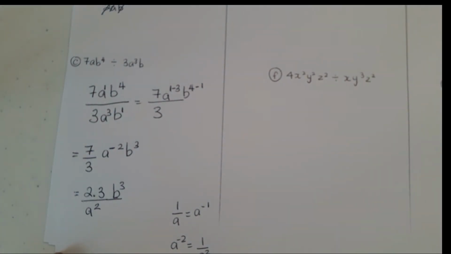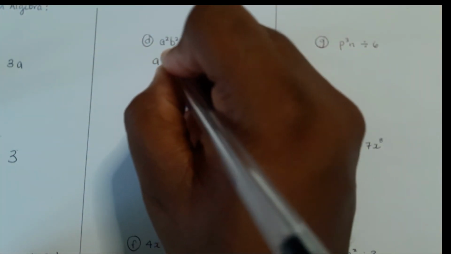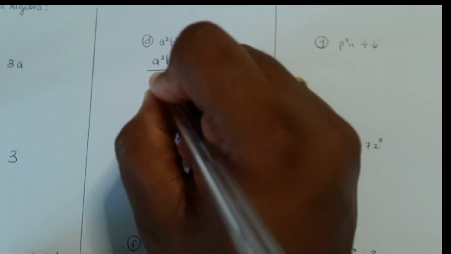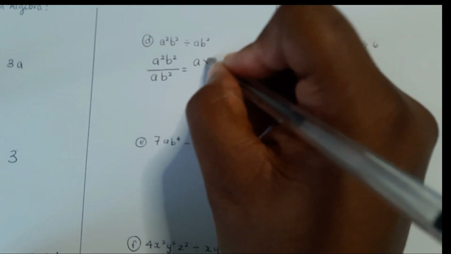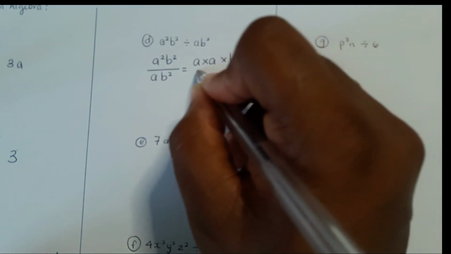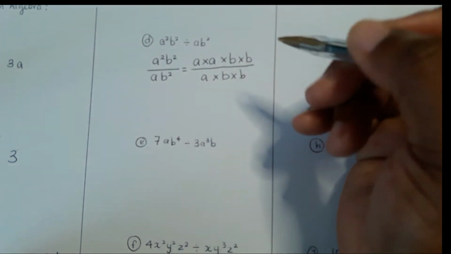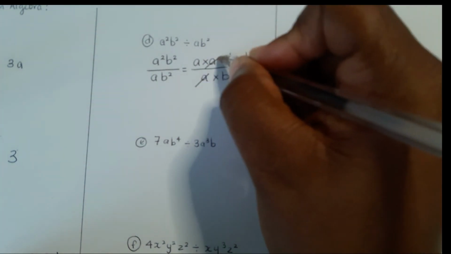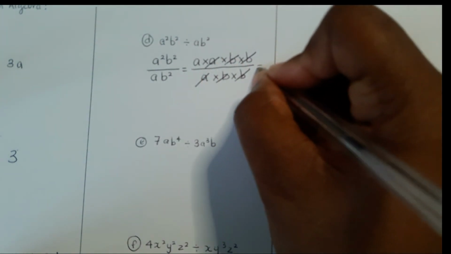Alright, it's pretty simple. Let me show you why. I'm going to show you why in another example. So here we have a squared b squared divided by ab squared. A squared is actually a times a, and then b squared is actually b times b, over a times b, right? And if you cancel, you're going to be left with a.